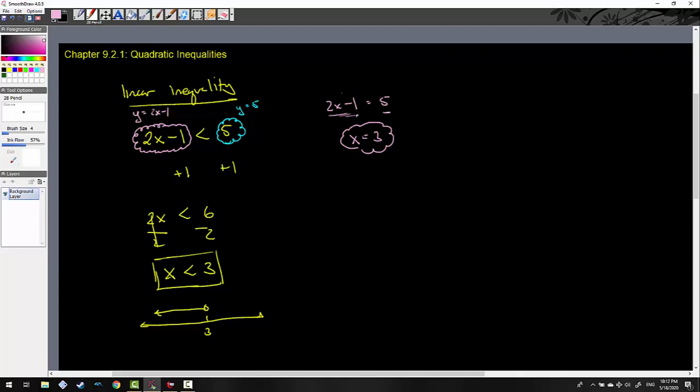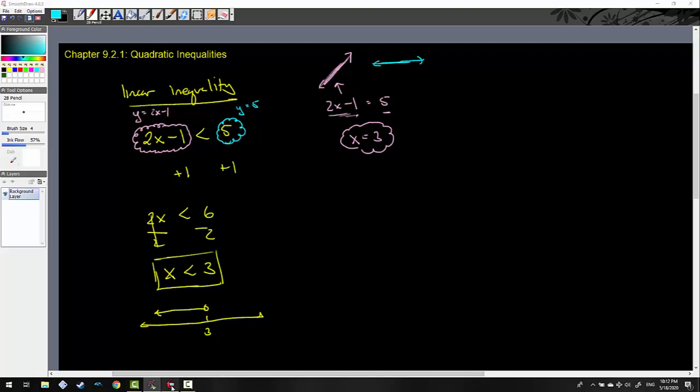Real quick, just to define what these things are, 2x minus 1 is a line that has a positive slope like this. So on a graph, 2x minus 1 looks like that. 5, on the other hand, is a horizontal line. When y equals 5, it's just going to be 5 all the time. And we'll find that the intersection between the two happens at x equals 3.